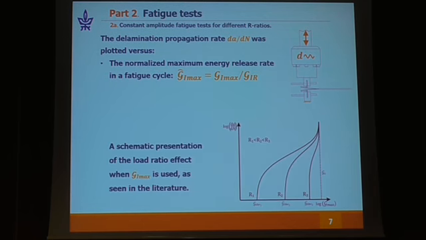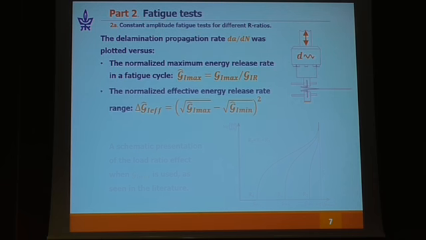A schematic presentation of the load ratio effect when G1 max is used may easily be found in the literature, and it simply states that the slopes of the da/dN curves depend heavily on the R ratio, but they all share a common critical value for which the delamination will propagate catastrophically, and each one of them has a different threshold value below which no propagation will occur.